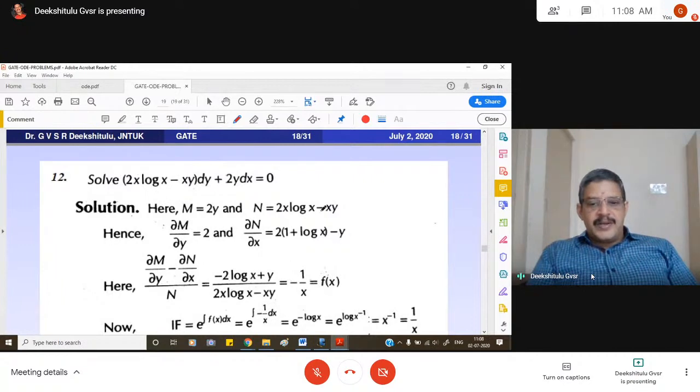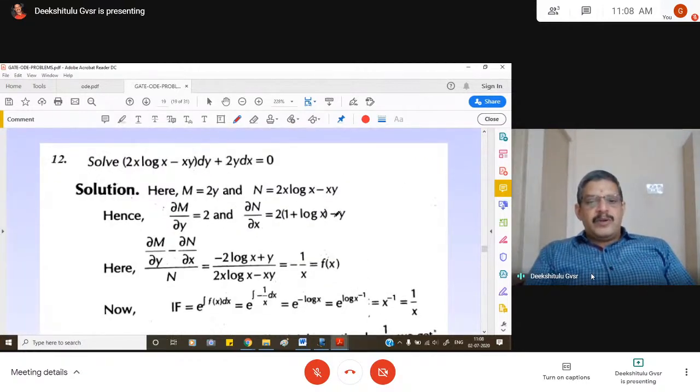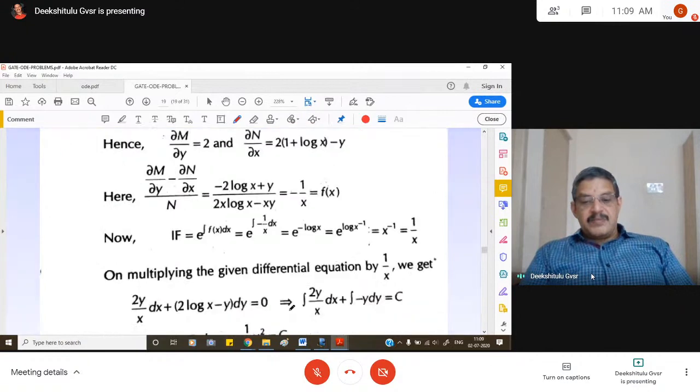Clearly they are not equal. That means the equation is not exact. So dou M by dou y minus dou N by dou x, the 2 here gets cancelled. So minus 2 log x plus y by, you take x common, 2 log x minus y. So this is minus 1 by x, which is a function of x alone. So integrating factor is e power integral f of x dx or e power integral minus 1 by x dx. So e power minus log x or log 1 by x, the same as 1 by x.